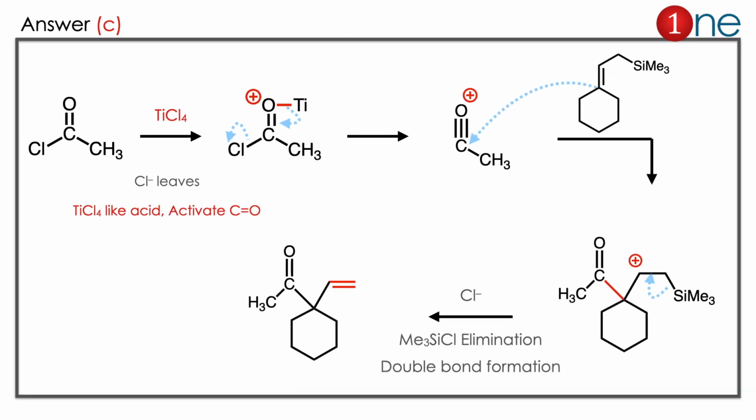The answer is C. Let us see how. Here mostly the understanding of the question is important. Titanium tetrachloride is very attracted towards oxygen because it's a metal, so it attracts the oxygen. It is like an acid. So what really happens is it activates the carbonyl for the next step. So the chlorine leaves and CO will be formed with a charge. Then the attack of the double bond on the C will be there. A new C-C bond forms and the carbocation formation is there.